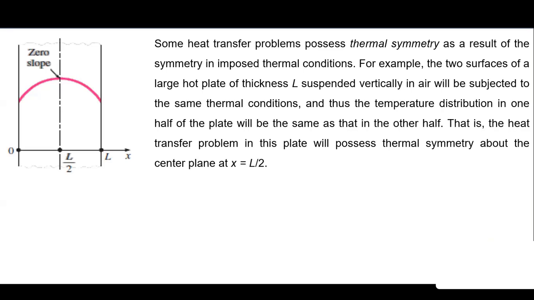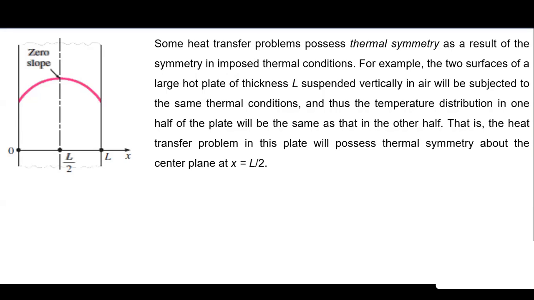Second special case, in the specified heat flux boundary condition, is called thermal symmetry. Now, what is this thermal symmetry? Some heat transfer problems possess thermal symmetry as a result of the thermal conditions imposed. For example, consider the two surfaces of a large hot plate of thickness L. This is a hot plate, say of thickness L. It is suspended vertically in air. So on both sides of the plate, the same conditions are there, same temperature air is there.